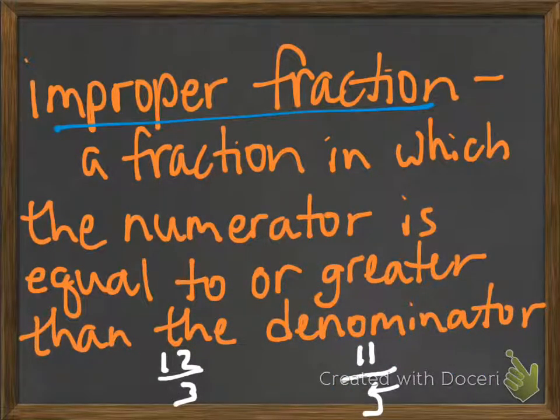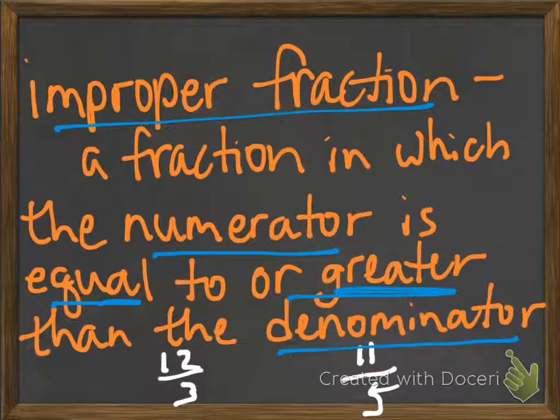Improper fraction is a fraction in which the numerator is equal to or greater than the denominator. So for example, 12 over 3. So the numerator here is greater than the denominator. And then this one as well, 11 over 5. Again, the numerator is greater than the denominator. It's an improper fraction.